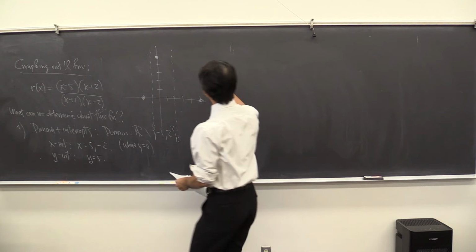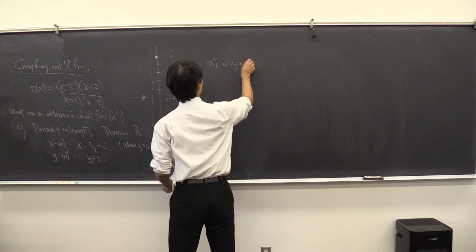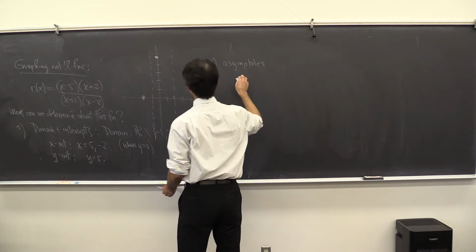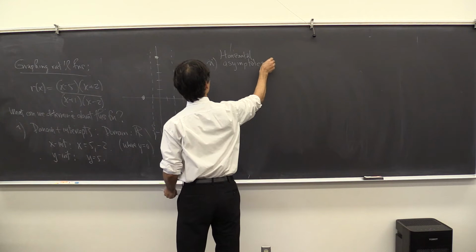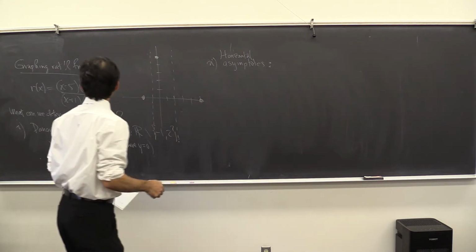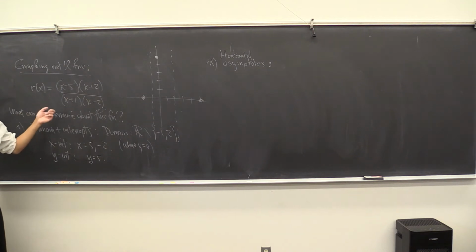What else can we do with it? Well, we can look at asymptotes. Right? So asymptotes, I guess we've already figured out the vertical ones, so we just need to look at the horizontal asymptotes. So what happens to this as x goes to positive infinity or negative infinity?